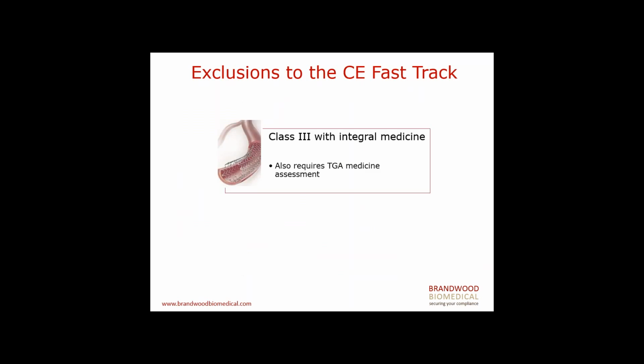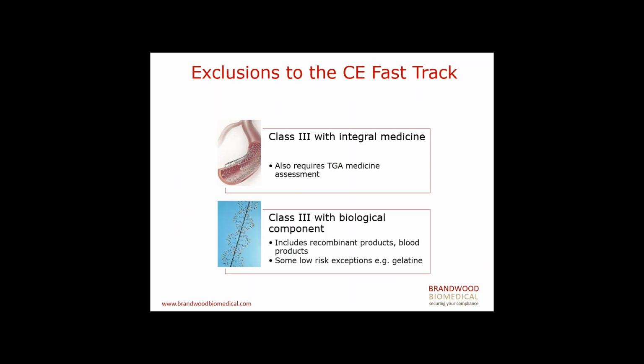So there are some exclusions to the CE Fast Track. There are specific classes of devices which cannot be supported by a CE certificate and must go through TGA assessment. These are Class 3 with an integral medicine, which also requires a TGA medicine assessment, and Class 3s with biological components, and these include recombinant products, blood products, and some low-risk exemptions such as gelatin. There is actually a specific list that's in the ARTG, it's publicly available.